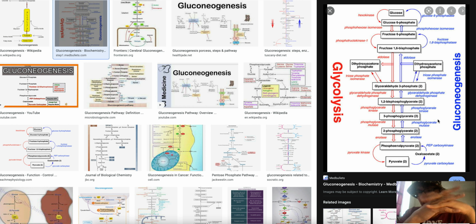And remember, these are reversible because these are not the so-called committed steps, and when we get to the committed steps, those reactions are not naturally reversible. Remember, the goal is to form glucose, right? Gluconeogenesis, new glucose creation, but from pyruvate.